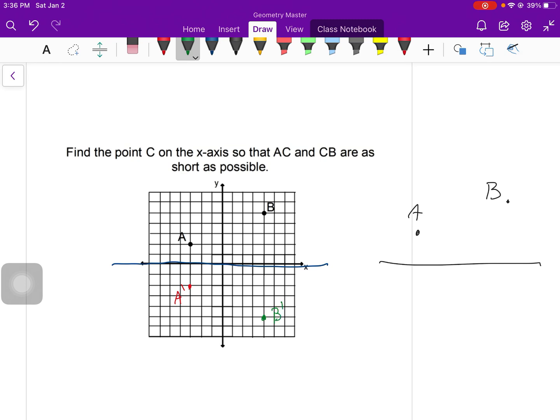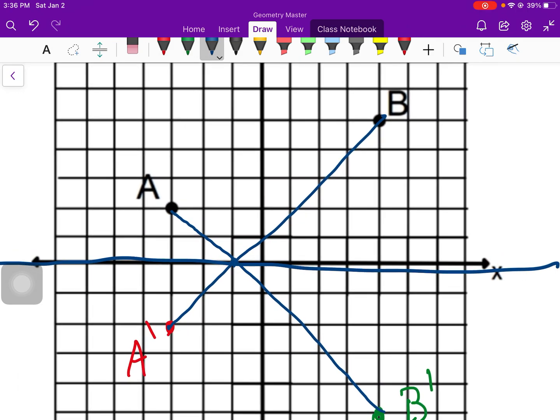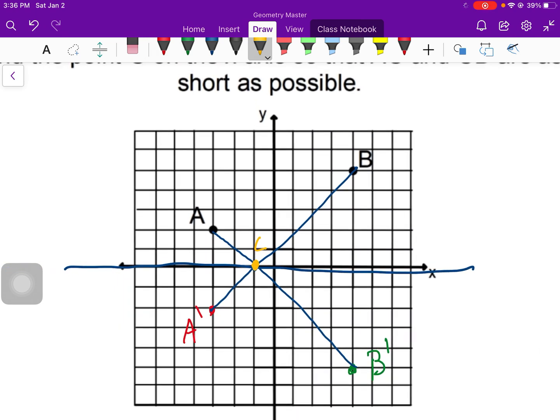What I'm going to do next is I'm going to connect A to B prime and A prime to B. Where those 2 lines cross, right here, that is where you put C.